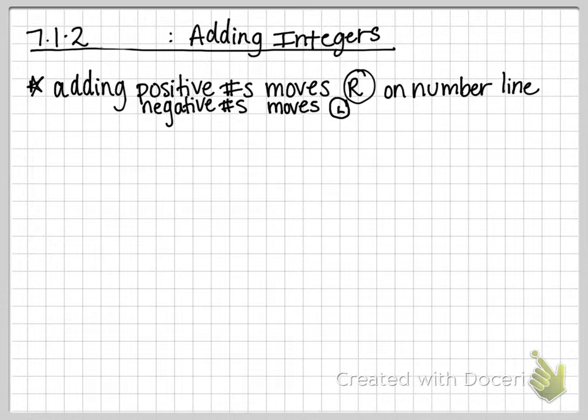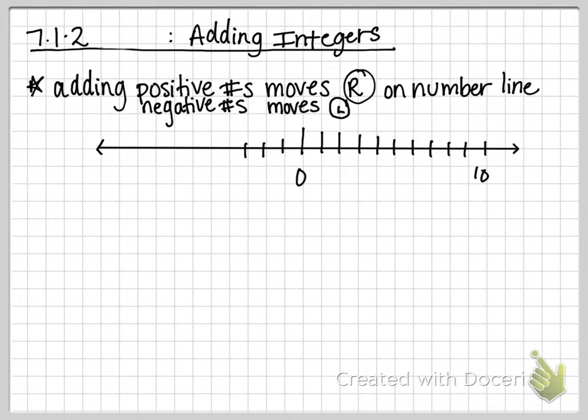When we add positive numbers, it will move our solution to the right on the number line. Adding positive numbers moves to the right in a more positive direction, right? Adding negative numbers moves to the left in a more negative direction on the number line. If you want to draw a little number line in your notes, you may.